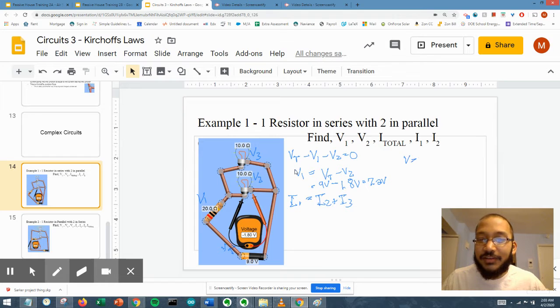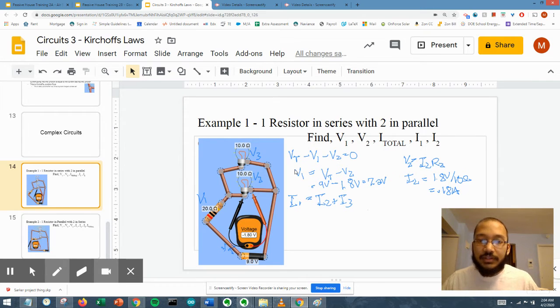Use Ohm's law. I'm going to start with this one, V2. I know the voltage across it. V2 is equal to I2 times R2. And the voltage is 1.8 and the resistance is 10. So I2 is 1.8 volts divided by 10 ohms, and that is equal to 0.18 amps.